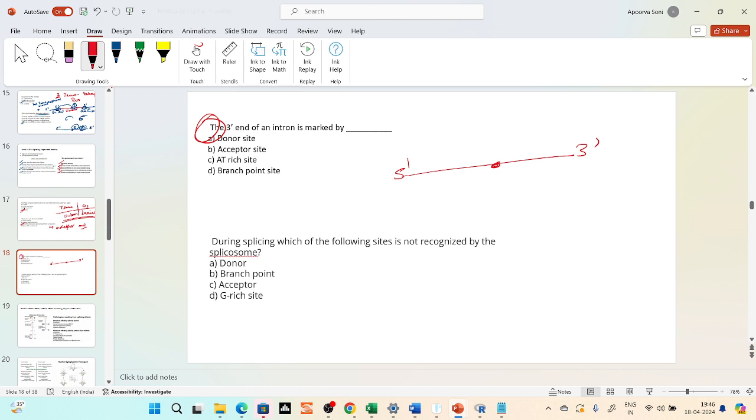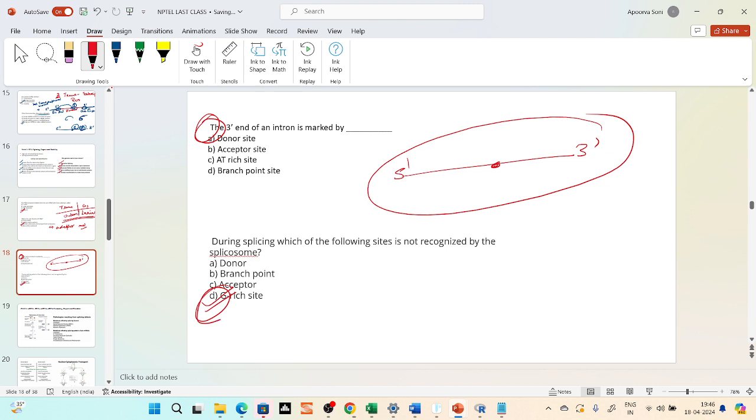Okay. During splicing, which of the following sites is not recognized by the spliceosome? Donor, branch point, acceptor, or G-rich region. We have already studied that one site is known as a donor site, the other site is known as an acceptor site, and in between we have a branch point. So donor site, acceptor site, and branch point, each and every part is involved in splicing and each and every part is recognized by the spliceosome. But nowhere do we mention the G-rich site. So the G-rich site is not recognized by the spliceosome.